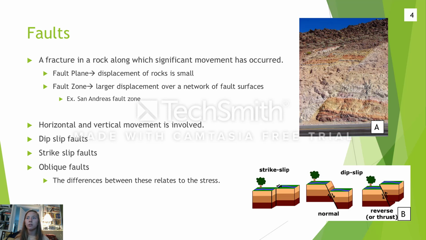With dip-slip faults, those are going to deal with vertical movement. With strike-slip faults, those are going to deal with horizontal movement. And oblique faults are fun faults that deal with both vertical and horizontal movement. So before we get into the different types of dip-slip and strike-slip faults, it's definitely important to understand a few things about how we describe these different types of faults.